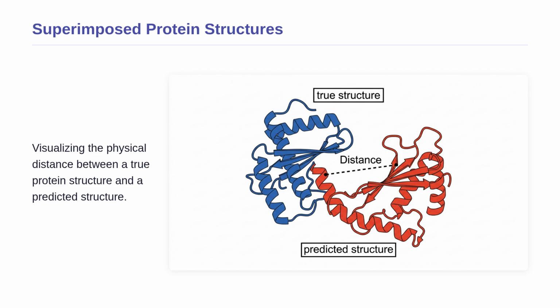The dashed line between them highlights the physical distance between corresponding parts of the molecule. When we calculate the RMSD, we are essentially measuring the average length of all these dashed lines across the entire protein. This diagram perfectly illustrates why structural bioinformatics is so powerful. It allows us to visually and mathematically quantify the 3D machinery of life.